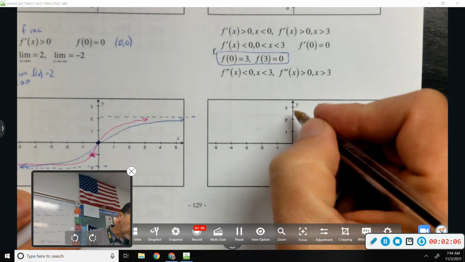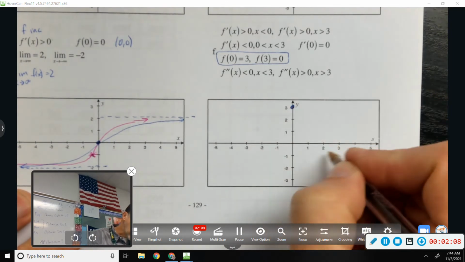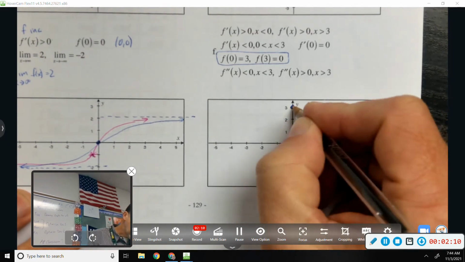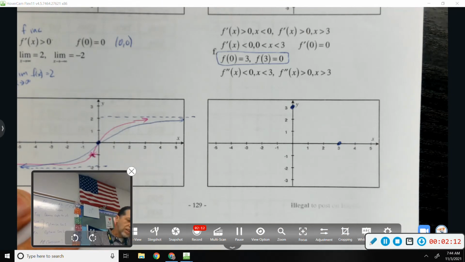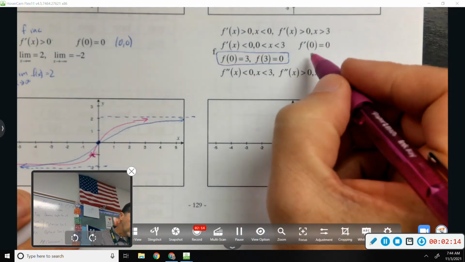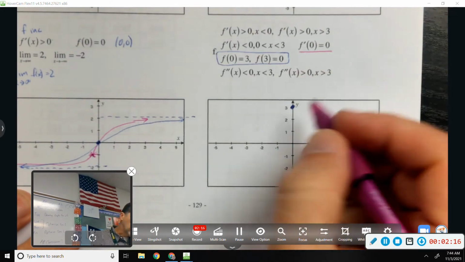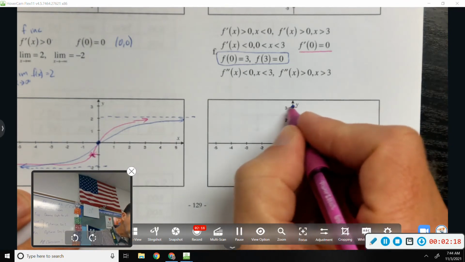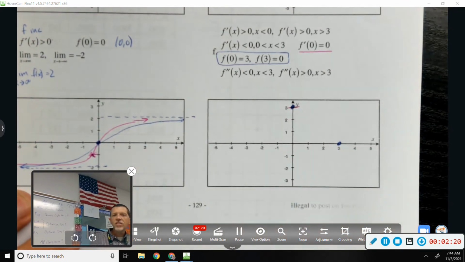F of 0 is 3. F of 3 is 0. Like that. F prime of 0 is 0, so that means there's a horizontal tangent line at 0. And the rest of this stuff is about increasing, decreasing, and concavity.